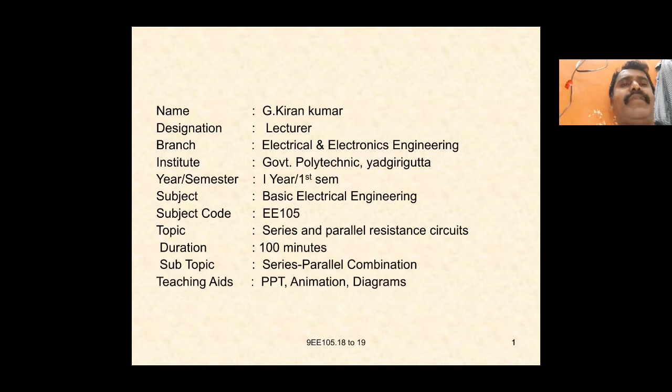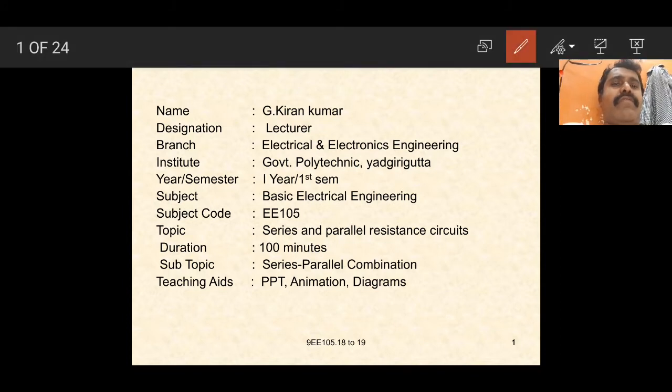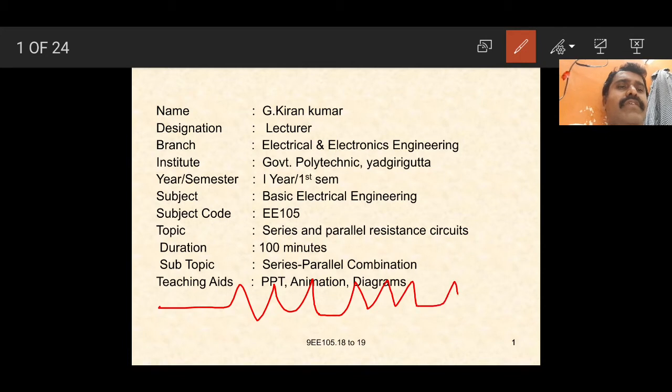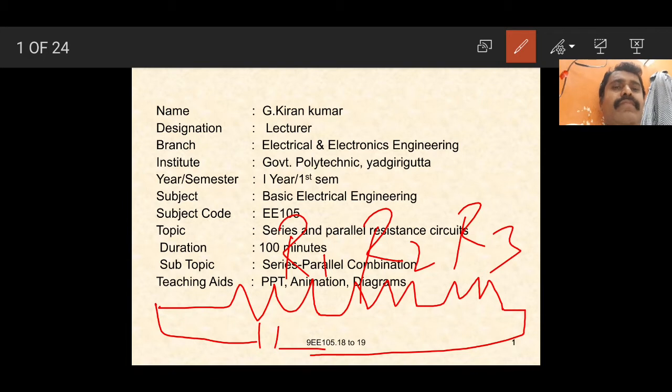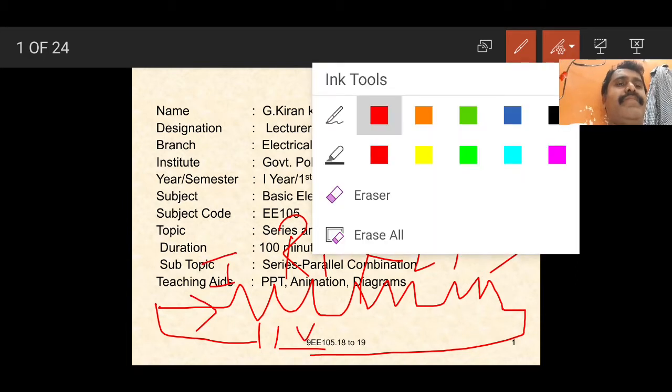Again we studied the series combination, where two or three resistors are connected in series and the voltage is applied. We can say they are R1, R2 and R3, with current I.